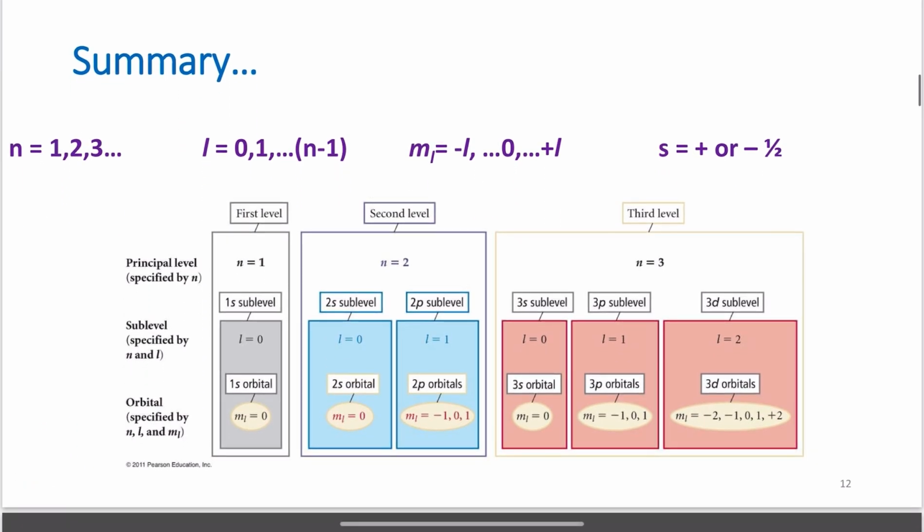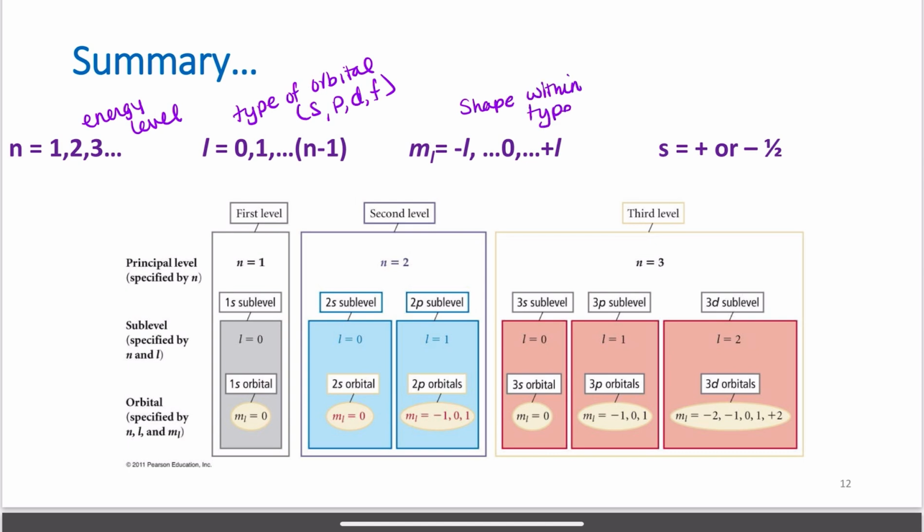Summary: the principal quantum number is your energy level. And the l value tells you the type of orbital, meaning s, p, d, or f. m sub l tells you the shape within the type. What I mean by that is that some of them don't always have the same shape, or maybe a better way to say it is orientation, because the type of orbital really does give you a shape as well. Orientation of orbital.